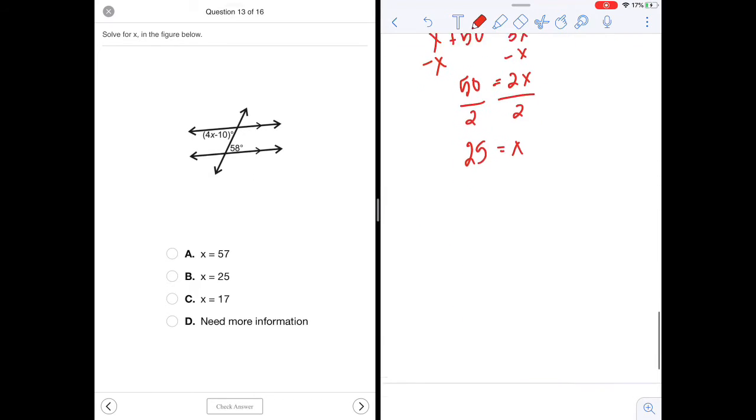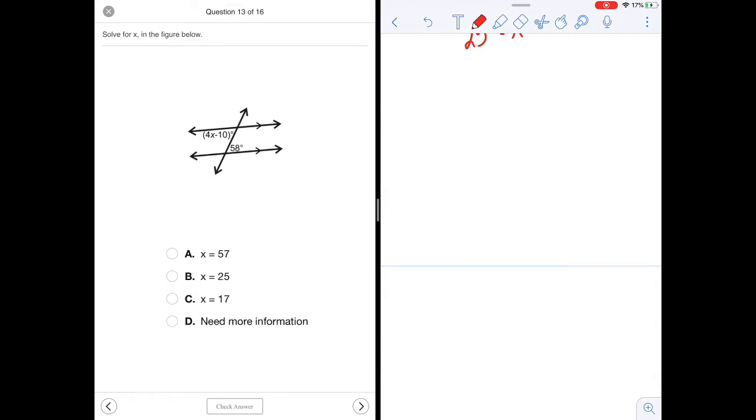All right, we've got a few more. Okay, so solve for x in the figure below. Notice we have parallel lines with our transversal, so how would we relate these two angles is my first question. They're on opposite sides of my transversal, and they're inside of those parallel lines. So these are going to be alternate interior angles, which means because the lines are parallel, those are going to be congruent.